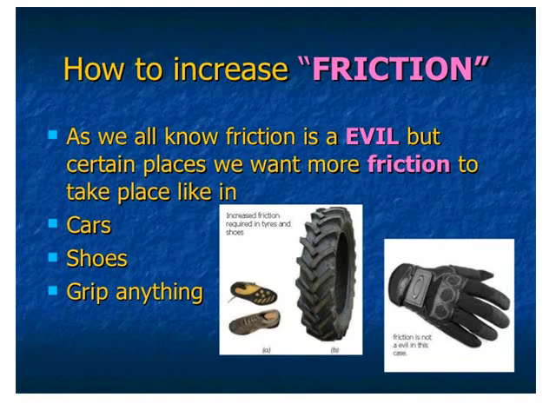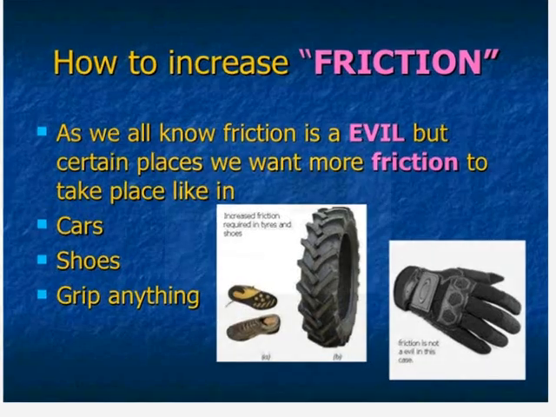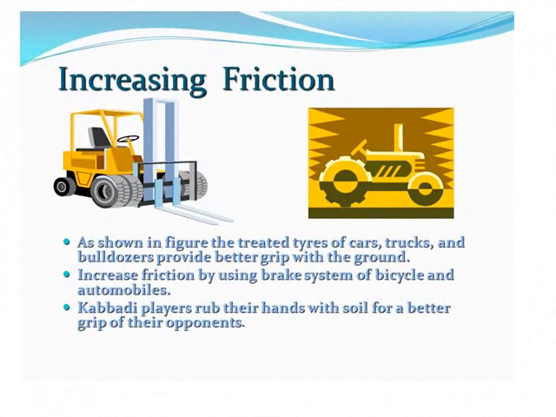As we all know, friction is an evil, but in certain places we want more friction to take place, like in cars, shoes, and grip of anything. So we will discuss in detail in the upcoming slides. Now, in this slide, we will see about increasing friction. As shown in the figure, the threaded tires of cars, trucks, and bulldozers provide better grip with the ground.